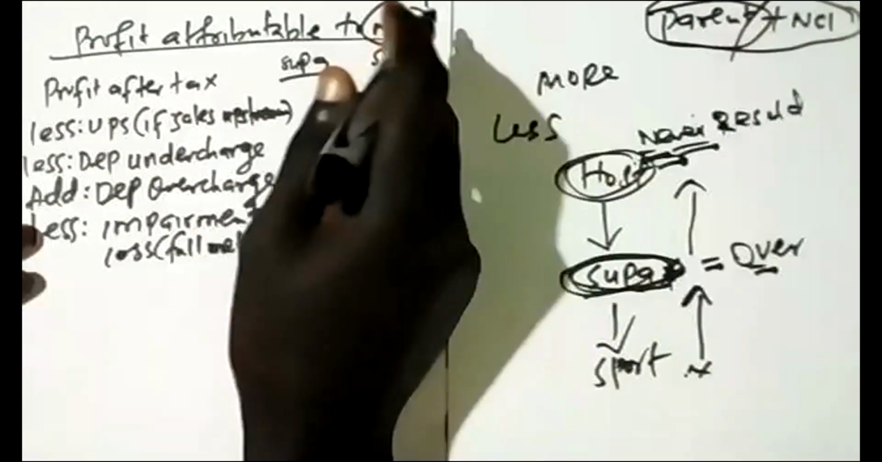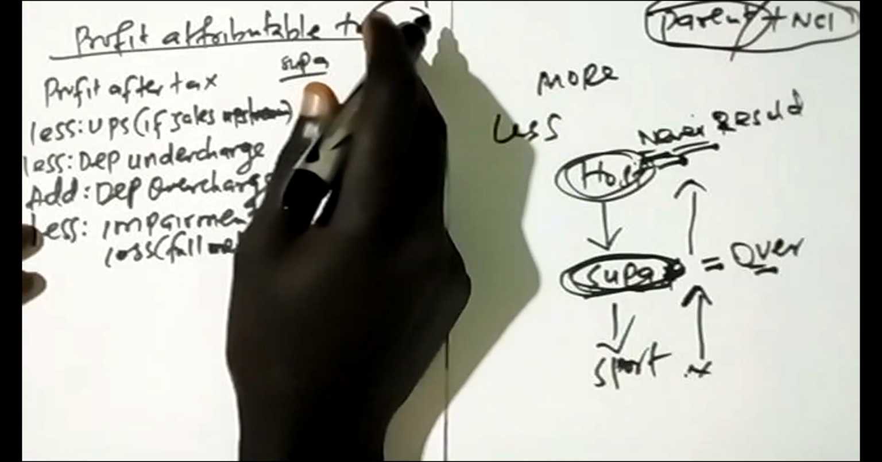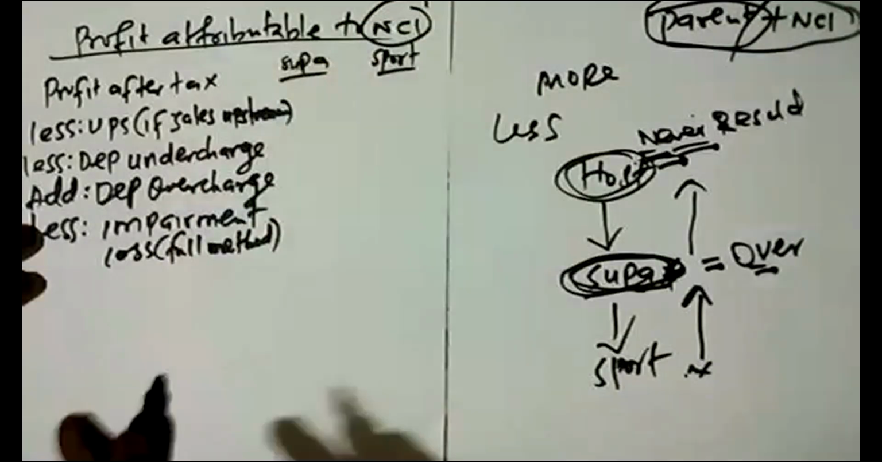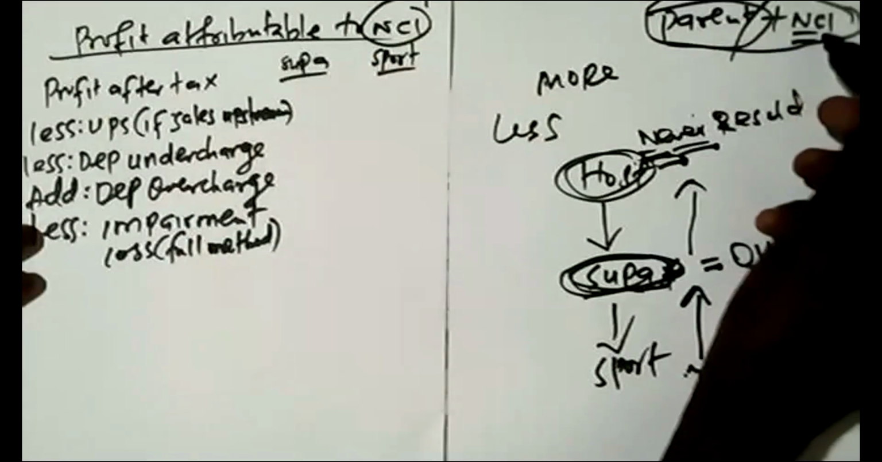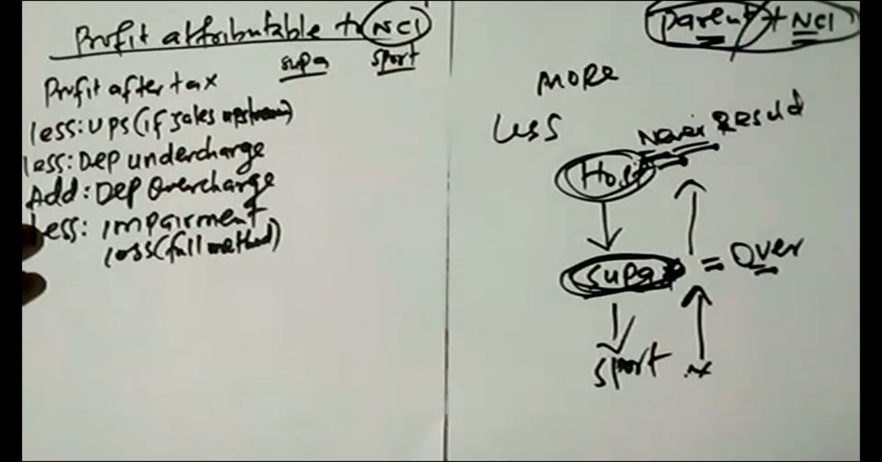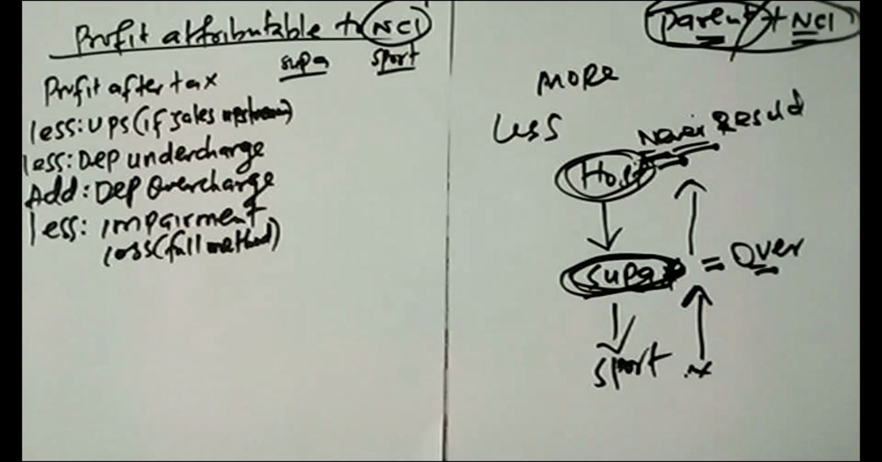So for this one to be applicable, and this is NCI you are doing, you must have used the full method. At least the NCI must have contributed to the total goodwill which was impaired. That is why I say in order for you to use impairment here, you have to use the full method, because now the goodwill which is impaired was from both the parent and the NCI. So the NCI contributed. So what was the profit after tax?